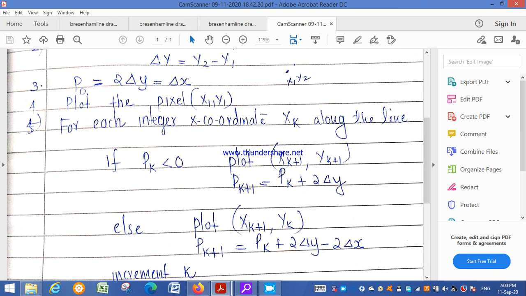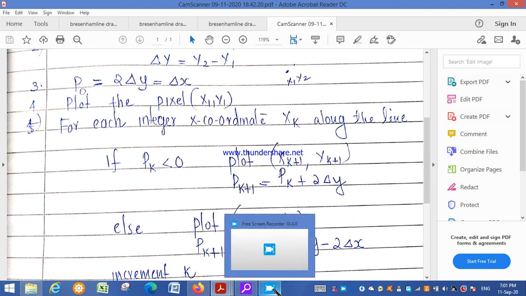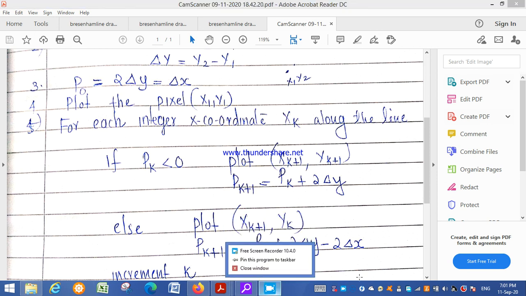So from the derivation you get the initial decision parameter and also the two other parameters that I already mentioned in the algorithm. If pk is less than 0, pk plus 1 is equal to pk plus 2 delta y. If pk is greater than 0, your decision parameter equation changes to pk plus 1 is equal to pk plus 2 delta y minus 2 delta x, and also the initial decision parameter. This is the derivation corresponding to Bresenham's line drawing algorithm.